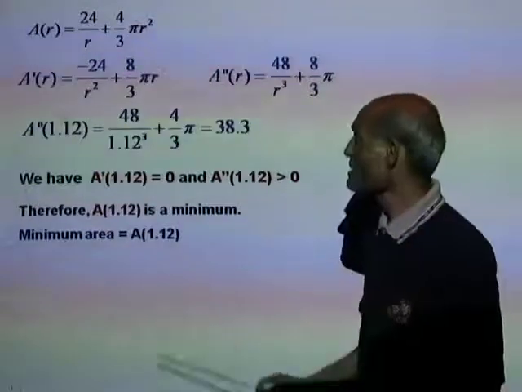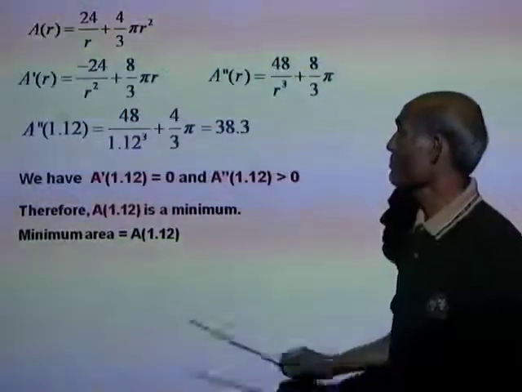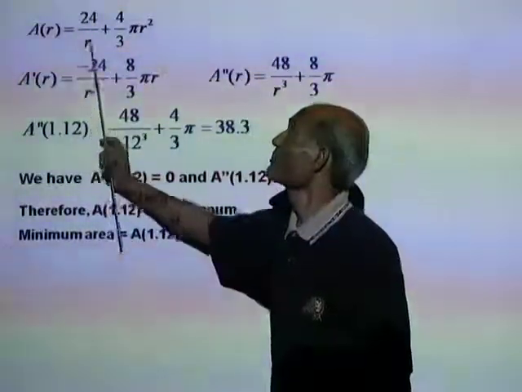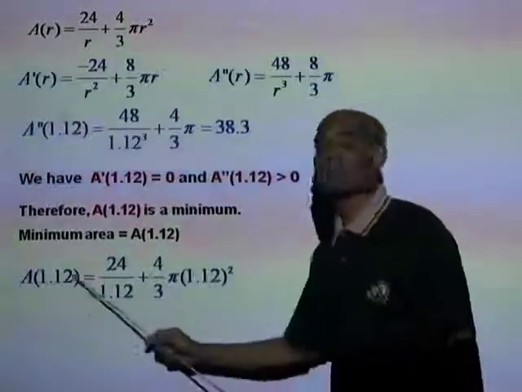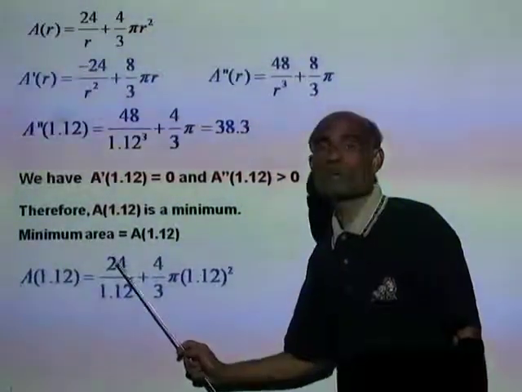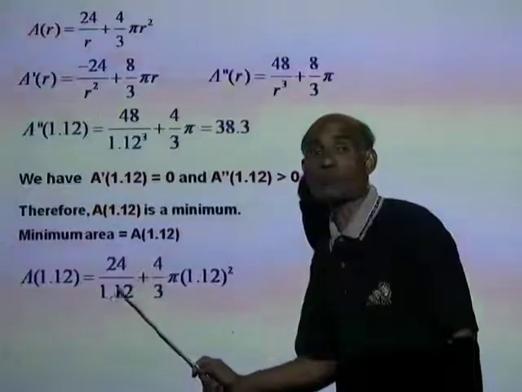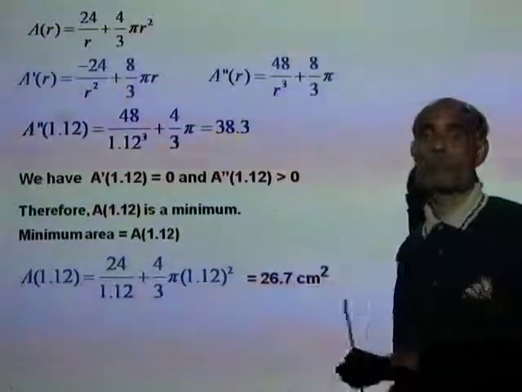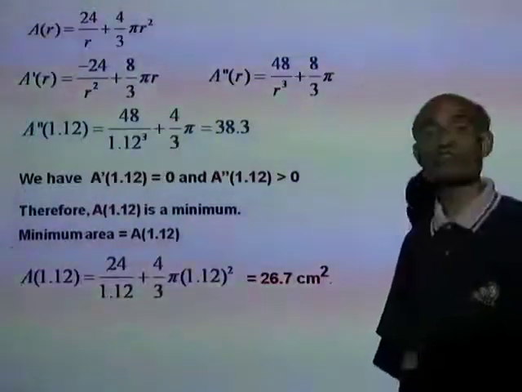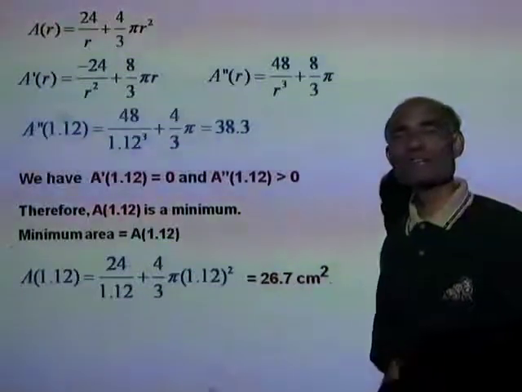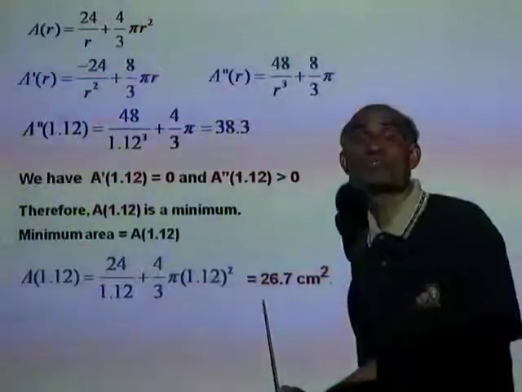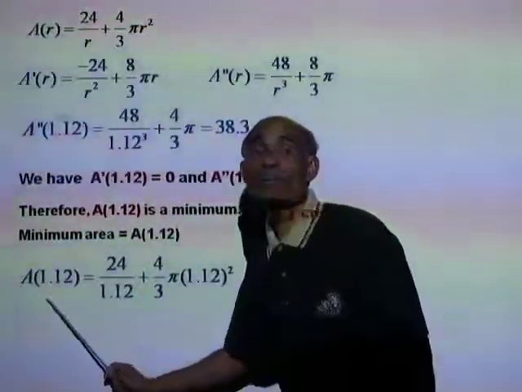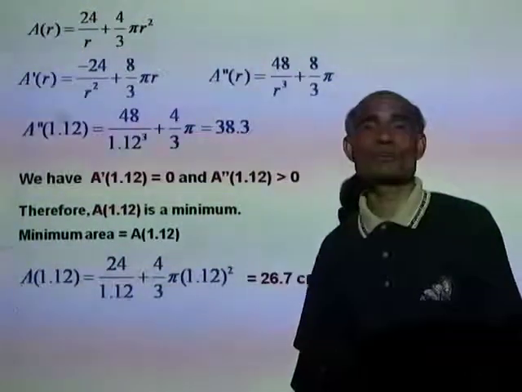And what is that minimum area? A of 1.12. You go to the surface area equation and replace your r by 1.12. So A of 1.12 is 24 over 1.12 plus 4/3 pi times 1.12 squared. And that is 26.7 centimeters squared. And that is the minimum surface area of that solid. And that surface area occurs when the radius is equal to 1.12.